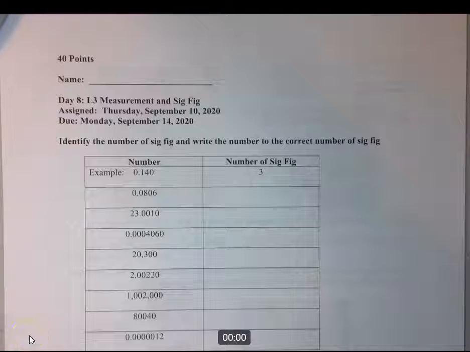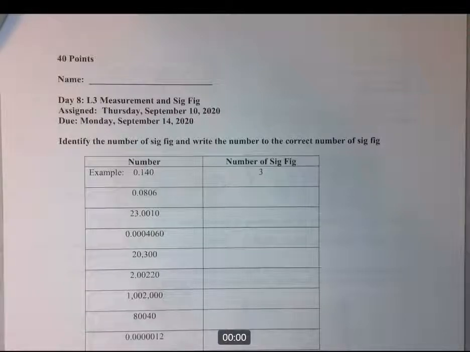Day 8, L3, measurement and sig fig. This is the solution video for Day 8, Lesson 3, measurement and significant figures. This was assigned Thursday. It's officially due Monday, but those due dates are really not essential, so we'll talk about that in class.